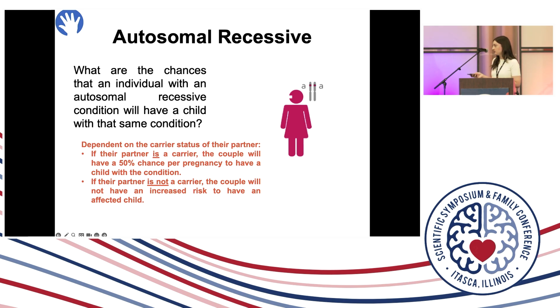If their partner is not a carrier, the couple does not have an increased risk to have a child with that condition. That's because their partner has 2 normal working copies, and while mom will always pass on her genetic change, their children only have a chance to be carriers, so all of their children will be carriers for this genetic condition.